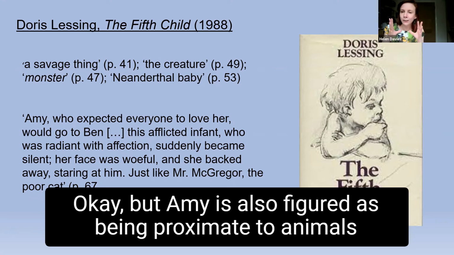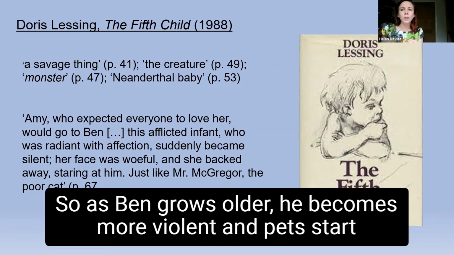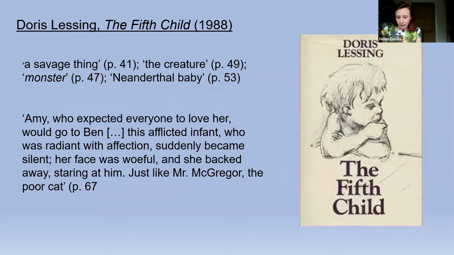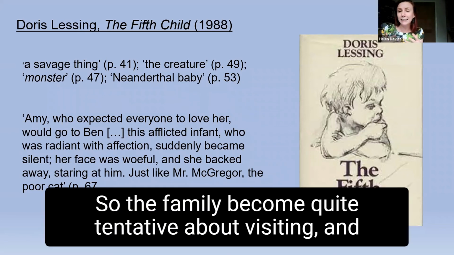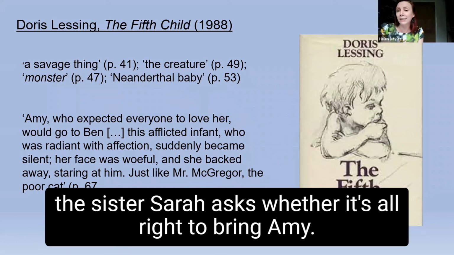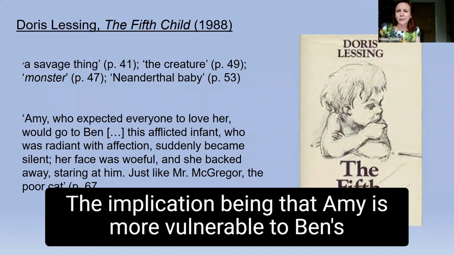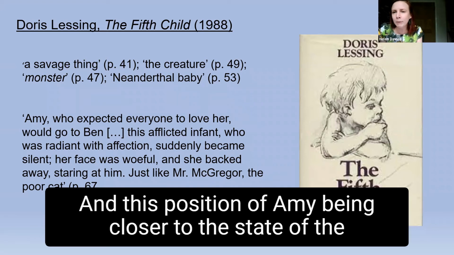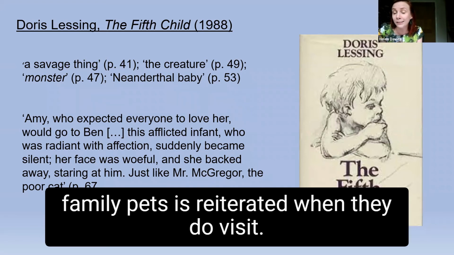But Amy is also figured as being proximate to animals as well. So as Ben grows older, he becomes more violent, and pets start going missing. A visitor's dog is killed, so is a neighbour's cat. And Harriet suspects Ben. So the family become quite tentative about visiting, and the sister Sarah asks whether it's all right to bring Amy. The implication being that Amy is more vulnerable to Ben's violence than the so-called normal children of the family.